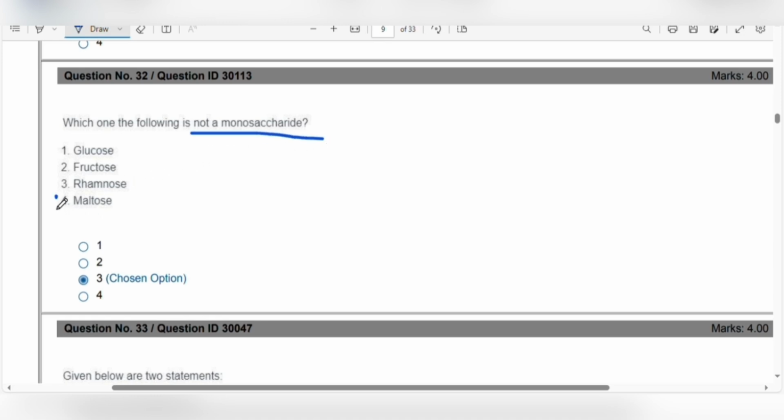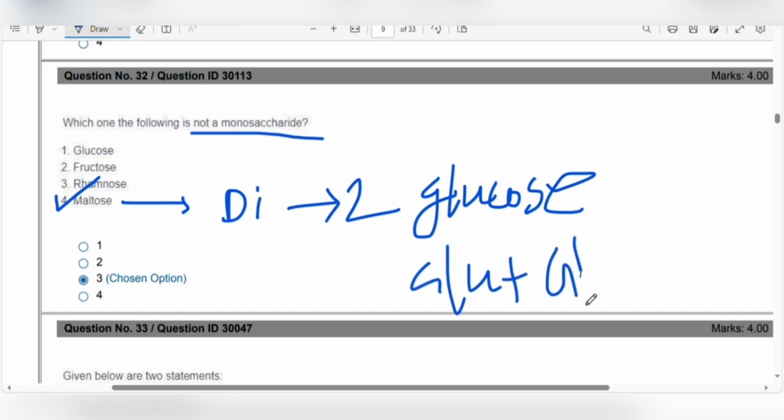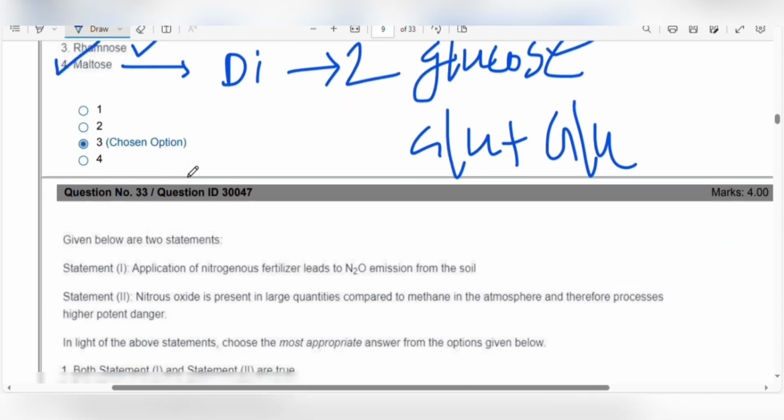This answer will be maltose, because maltose is a disaccharide which consists of two glucose units linked together by a glycosidic bond. Glucose plus glucose makes maltose. So maltose is a disaccharide and it is not a monosaccharide. The other three: glucose is a monosaccharide, fructose is a monosaccharide, and rhamnose is also a monosaccharide, a type of deoxy sugar. Very nice. Moving on to the next question.